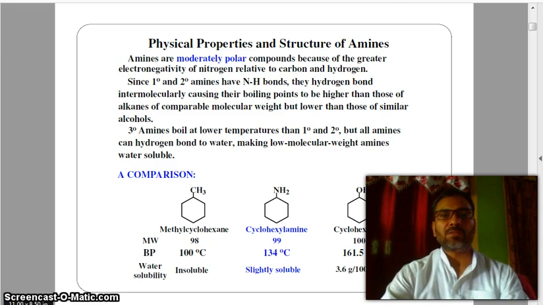3 degree amines boil at lower temperature than 1 degree and 2 degree, but all amines can hydrogen bond to water, making low molecular weight amines water soluble.